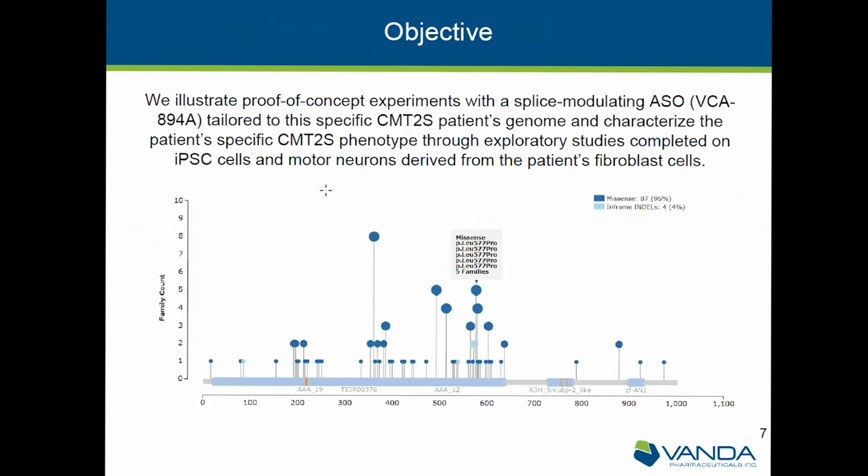So what we do is illustrate proof of concept experiments with a splice-modulating ASO tailored to this specific patient's genome, and characterize the patient-specific CMT2S phenotype through exploratory downstream studies. Thanks to Dr. Zuchner's group, I am showing here that the missense variant that our patient is compound heterozygous for is present in many other families. We don't know of anyone else with the cryptic splice site variant, but this is the beauty of ASOs. While potent, they are mutation specific.